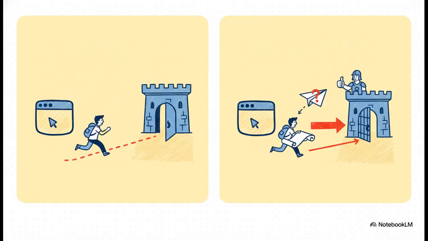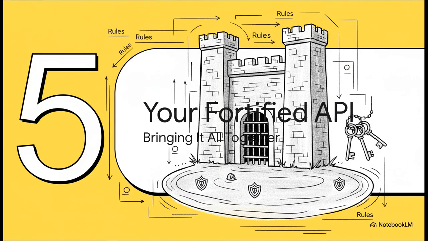Now, for simple things, like a basic GET request, CORS is pretty straightforward. But for anything more complex, like a request that could modify data, the browser performs an extra safety check. It sends what's called a pre-flight request. It's basically the browser calling ahead and asking our server, hey, am I allowed to send this kind of message from this origin? Our server then responds with the rules of engagement, and only then will the browser send the actual, real request.